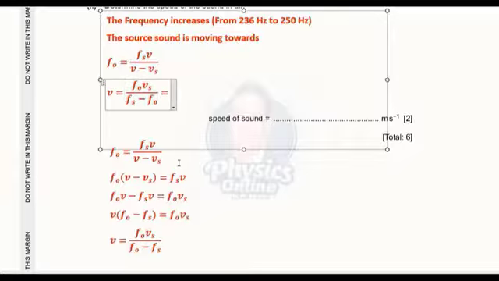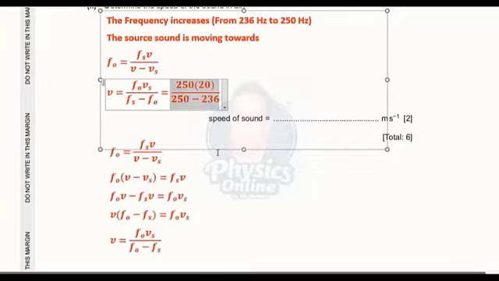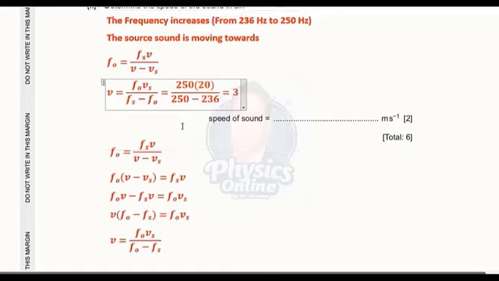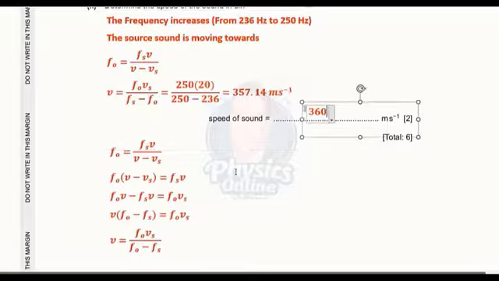So write this equation here. fo is the frequency observed, 250, vs is the speed of the source, 20 meters per second, fs is the frequency of the source, 236, and fo is the frequency observed by the observer, 250. This gives you 357.14 meters per second.